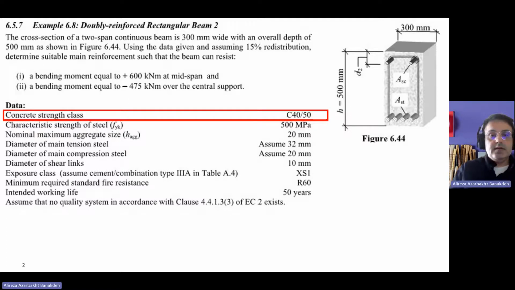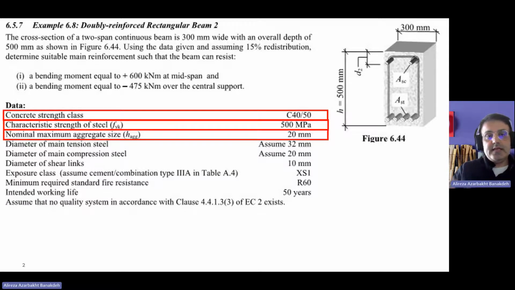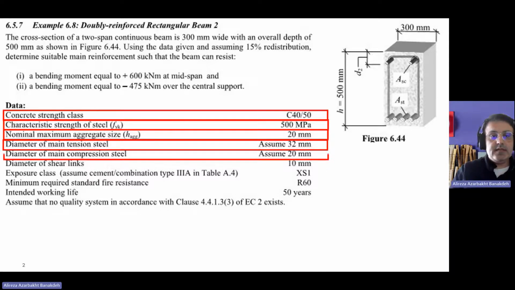concrete strengths. The concrete strength will be 40 megapascal, and the characteristic strength of steel is 500 megapascal. The nominal maximum aggregate size for your concrete is 20 millimeter. It will be used in some tables in the later slides. The diameter of main tension steel, which is in the bottom of your section, will be 32 millimeter, and at the top of your section, it's 20 millimeter. And the diameter of shear links, which surrounds the longitudinal reinforcements, is 10 millimeter.